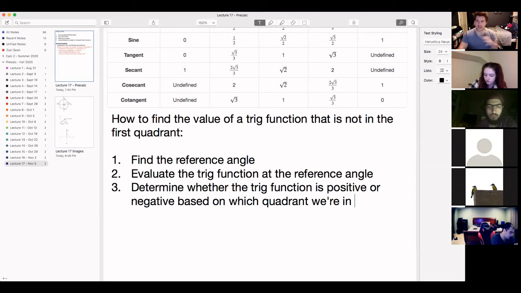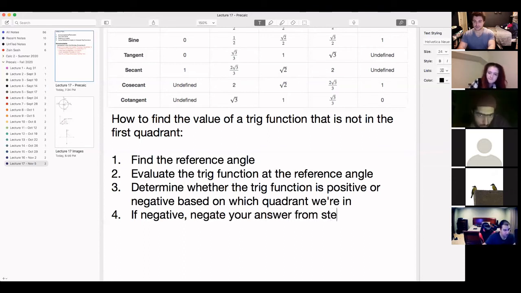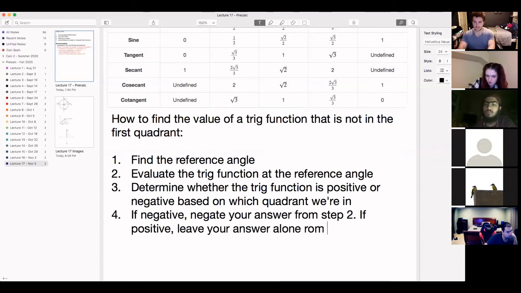Okay, so step 3 has to do with that "all students take calculus" phrase. Based on which quadrant we're in, tell me, are we positive or negative? All right, step 4. If negative, negate your answer from step 2. If positive, leave your answer alone from step 2. This is your final answer.